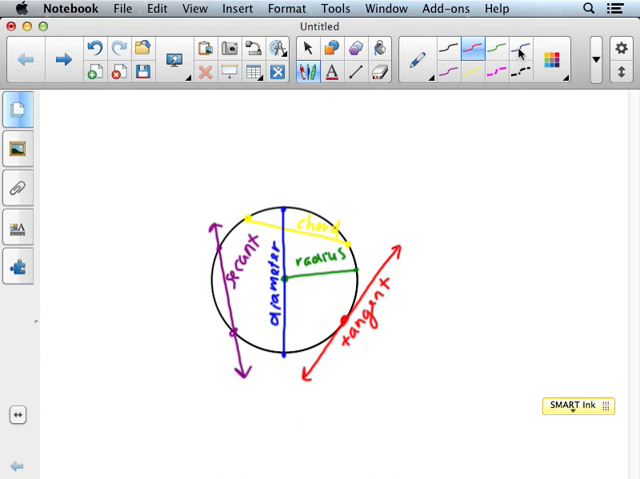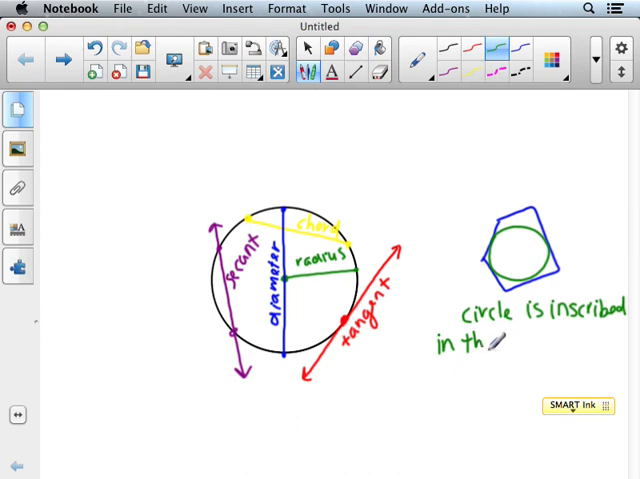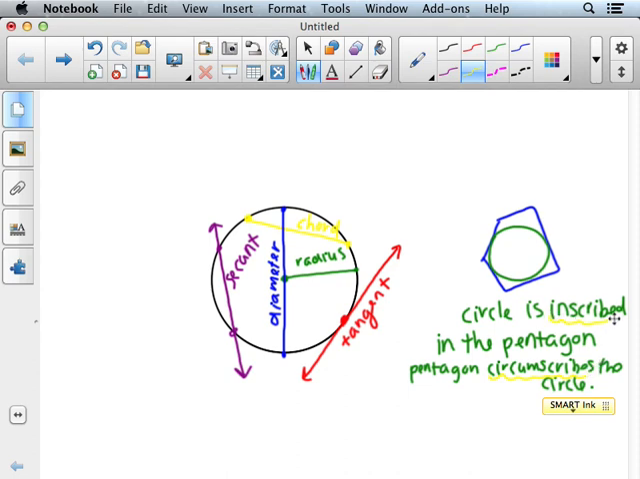If I have a shape, let's say this object here, and I have a circle inside of it, 1, 2, 3, 4, 5 sides, so this is a pentagon. I would say the circle is inscribed in the pentagon. Or I could say the pentagon circumscribes the circle. So circumscribe basically means that it's outside, and inscribe means that it's inside. So this is a quick review of what we talked about last class. We also discussed concentric circles. Concentric circles are like a dartboard. They have the same center. All right, so that's our quick review from last notes.